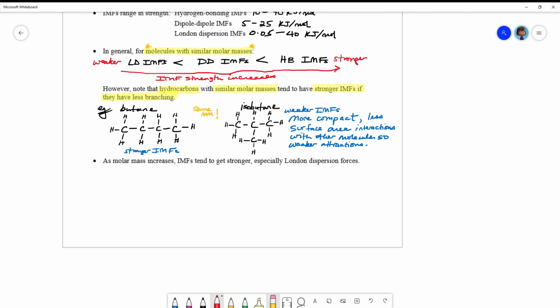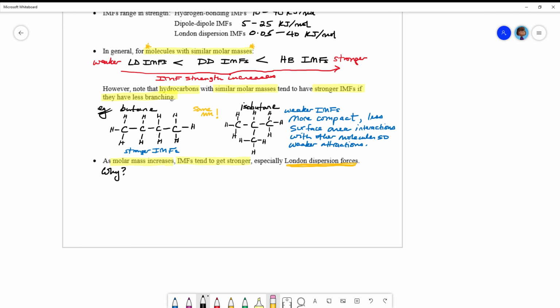But what happens if our molecules have different molar masses? Well, as it turns out, as molar mass increases, IMFs tend to get stronger. And this is especially true for London dispersion forces. It's true for all types of intermolecular forces, but very much the case for London dispersion forces. And so again, why is this the case? Why does an increase in molar mass lead to stronger IMFs, in particular stronger London dispersion IMFs? So I'm going to say why over here, and let's answer that question.